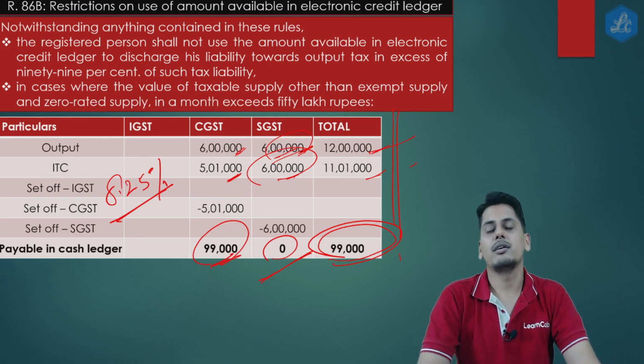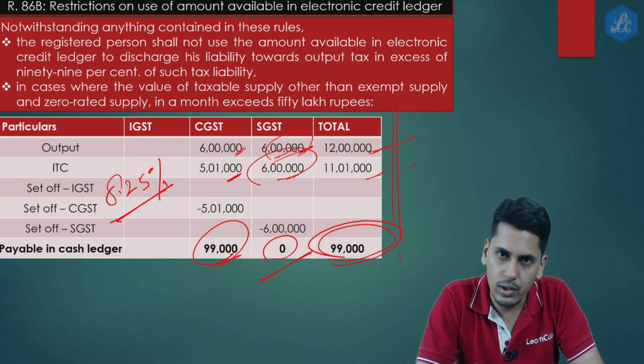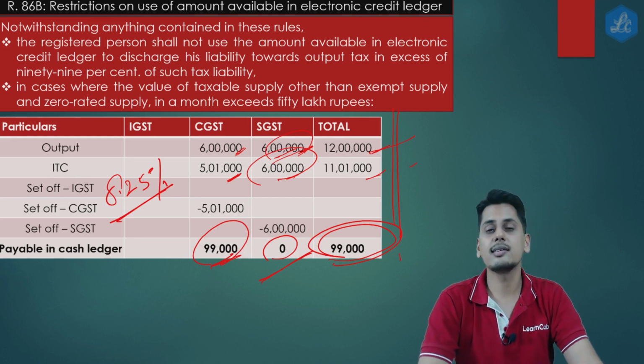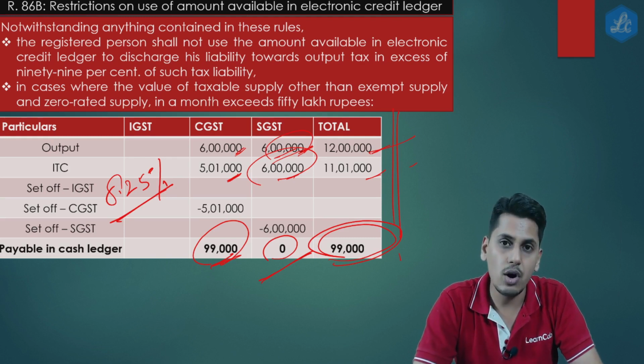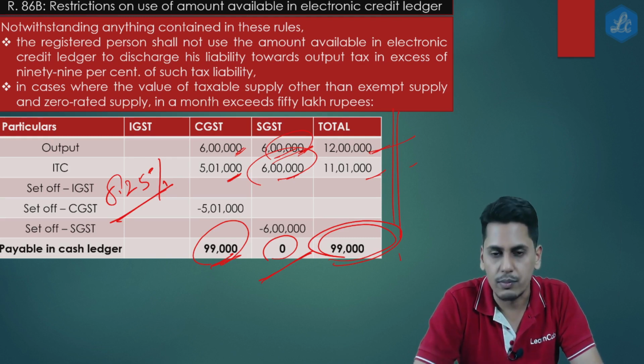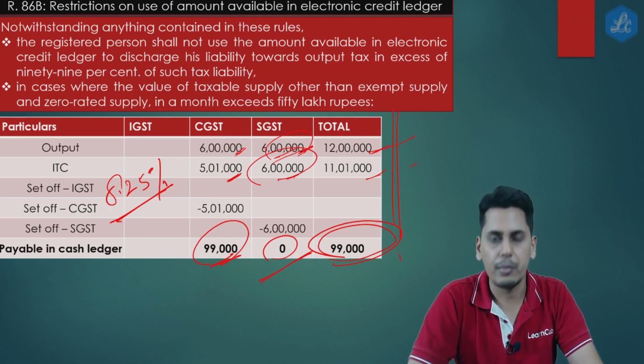We need to wait for a circular, whether a circular is going to come, and then a circular needs to clarify whether 86B needs to be applied headwise or it needs to be applied in toto. For now, this question is pending, awaiting clarity from the government side.